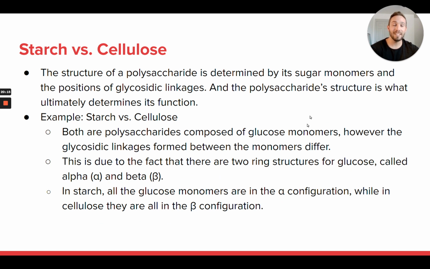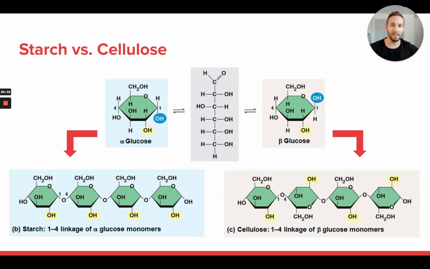Basically, they have different structures because the glucose monomers they are using are a little bit different. There are actually two versions of glucose. They're called isomers: alpha glucose and beta glucose. I'll go ahead and show you this picture here. This is glucose, this is glucose. They're just arranged a little bit differently. You guys don't have to really worry about this. Just know that there are two versions of glucose.